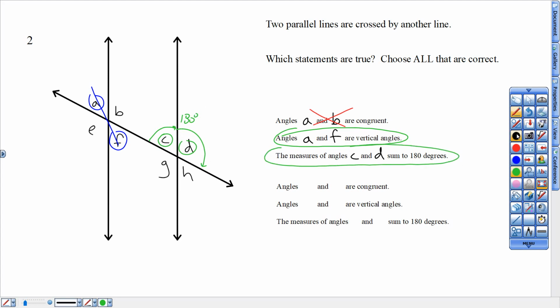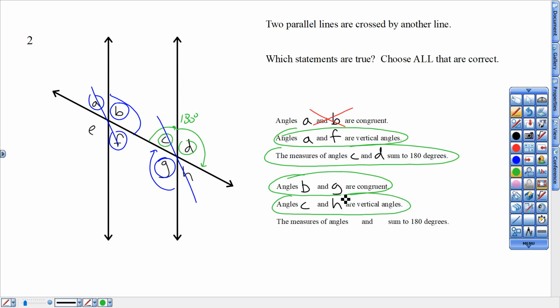If I look at the next one here, angles B and G, are they congruent? Looking at B, looking at G, and again, those openings are the same size. You need to see that. So yes, those are congruent. And if I keep looking, I got C and H. Are they vertical? And yes, straight across from each other. Yes, that is true.